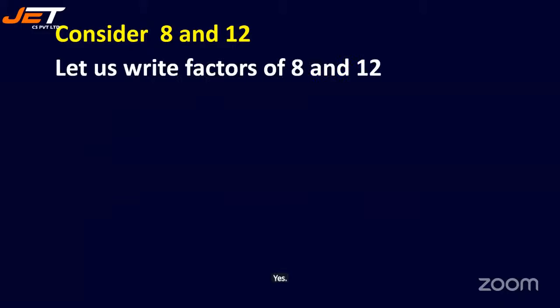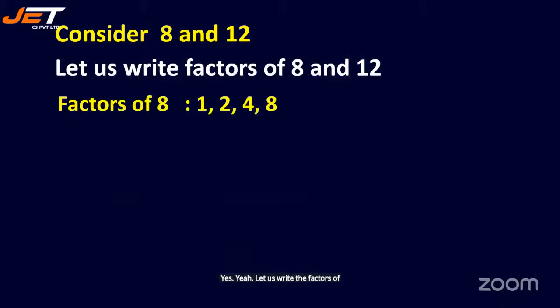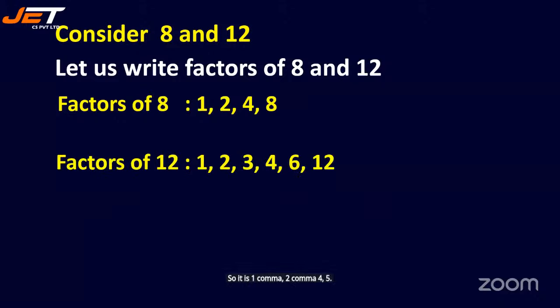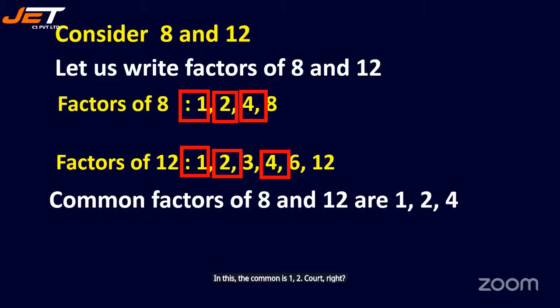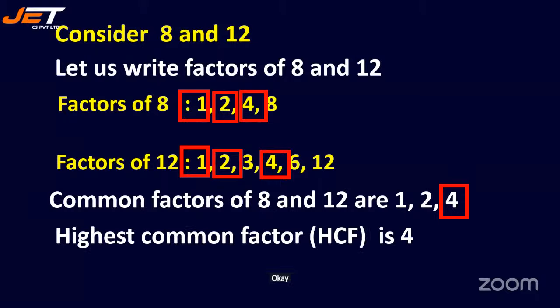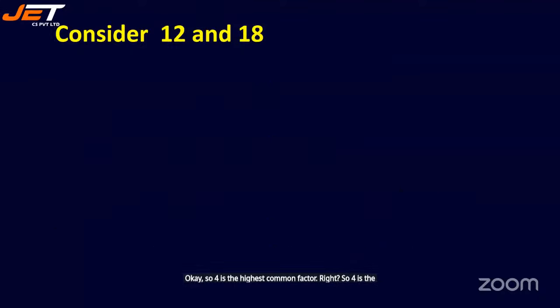Here, let us write the factors of 8 and 12. The factors of 8 are 1, 2, 4, 8. The factors of 12 are 1, 2, 3, 4, 6, 12. In this, the common ones are 1, 2, 4, right? So the common factors of 8 and 12 are 1, 2, 4. So 4 is the highest common factor.